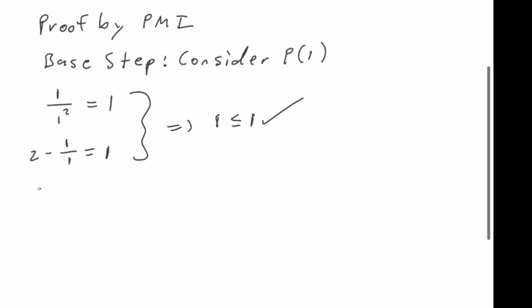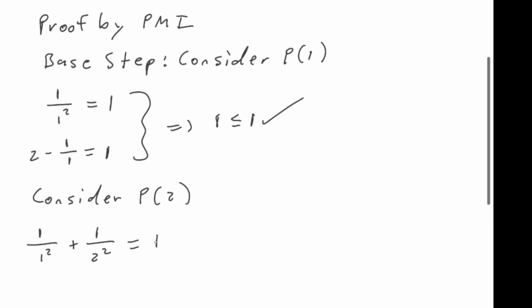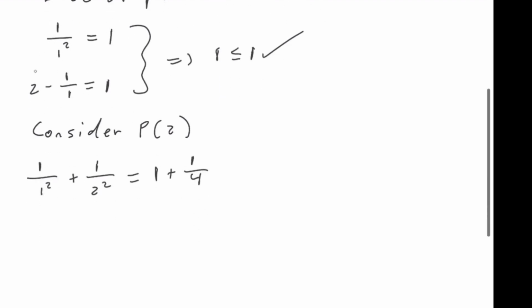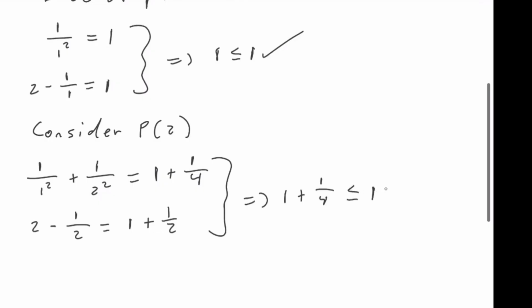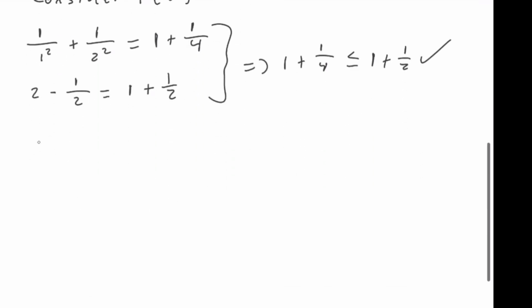Let's look at the second case. Consider P of 2. That's 1 over 1 squared plus 1 over 2 squared, which is 1 plus 1/4. Now let's look at 2 minus 1 over 2, which is the same thing as 1 plus 1/2. And of course, we know 1 plus 1/4 is less than or equal to 1 plus 1/2. So that works out too. So let's go ahead and look at the induction step.